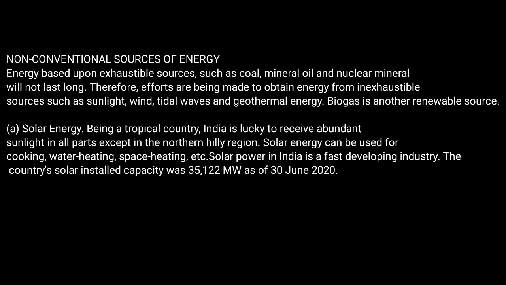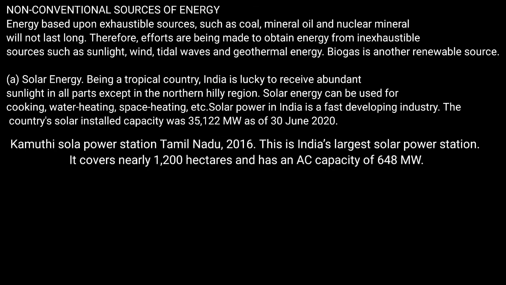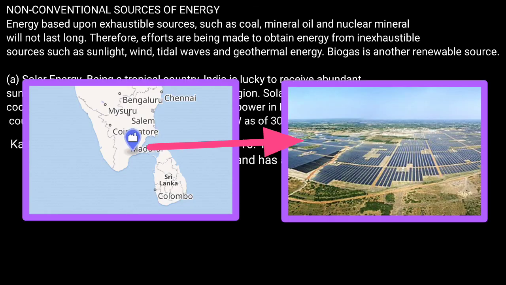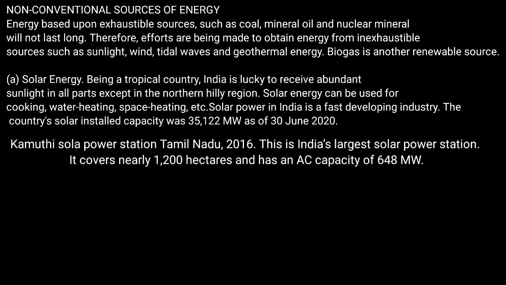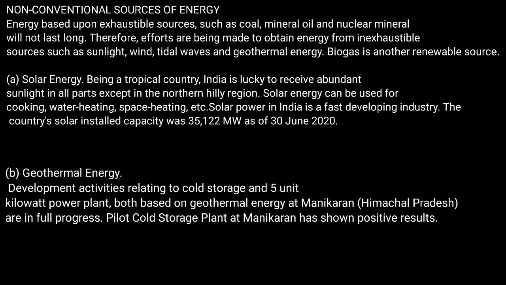Okay, so the Kamuthi solar power plant established in Tamil Nadu in 2016 is India's largest solar power plant, which is spread over an area of 1200 hectares and has a capacity of 648 megawatt. Next is the geothermal energy. Development activities relating to the cold storage unit and a 5 kilowatt power plant, both based on geothermal energy at Manikaran, Himachal Pradesh, are in full progress and have also shown positive results. Next is the wind energy.